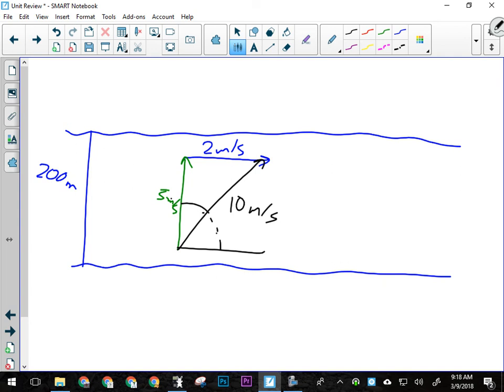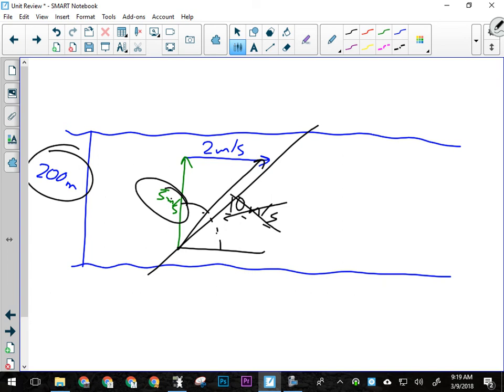Why do we use the 5? Because it's parallel to this one. I have to use this distance because that's how far across the river it is. This is how fast I'm crossing the river. This is not how fast I'm crossing the river. It's how fast I'm going across and downstream at the same time. I can't use that because I don't know how far that is. So I'm going to go 200 over 5.